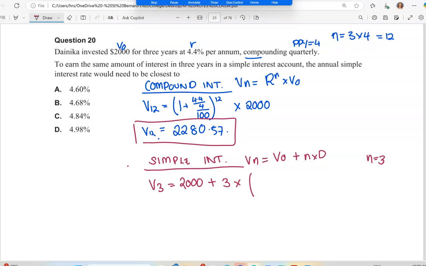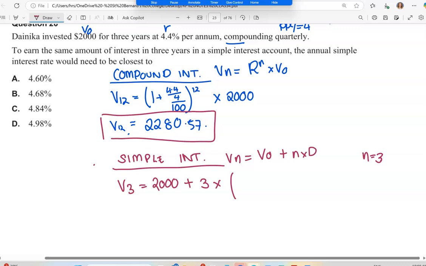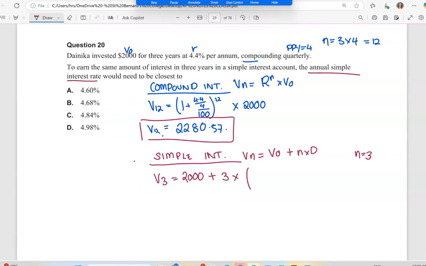And they're asking me what the annual interest rate is. So that means little r is still the question. So instead of writing D, I'm putting the formula for D, which is R over 100 times V0. So if you look up your formulas, now we know what we want it to be. We want V3 to be exactly the same amount as we found for compound. And if I do that, I'm left with just one thing I don't know, which is what I need to know.